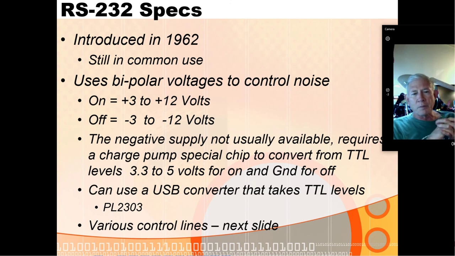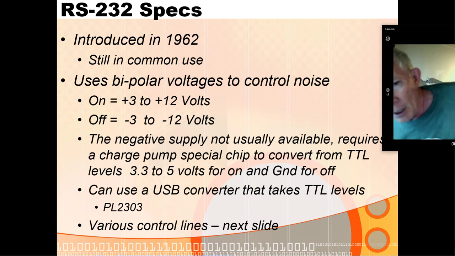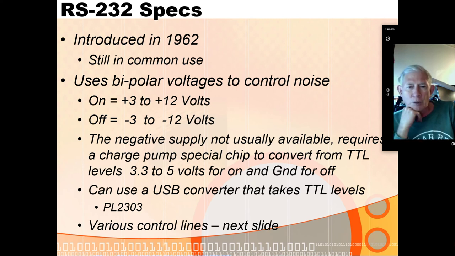The standard spec did plus 3 volts to plus 12, but most of the time you have to get up to plus 9 for it to be recognized by most RS-232 receivers, and minus 9 as well. Usually, if you want to take your TTL level UART and change it to RS-232, you can just buy a separate chip, and you attach about 5 capacitors to it to support the charge pump, and boom, it'll translate your signals just fine. But the easiest thing is to get something like our CP2102 dongle and just plug that in. You can also get a PL2303. There's a whole bunch of chips that were made.